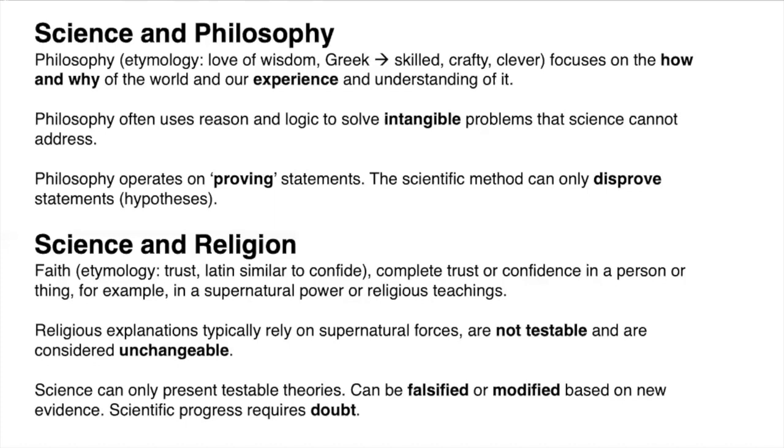And you can see this root also appear in words like confide. This is based off of the complete trust in or confidence in a person or thing, such as a supernatural power, religious teaching, religious elders, etc. But because religious explanations rely on supernatural forces, they're not testable and they're not changeable. And so this is one of the things that differentiates them from the scientific method.